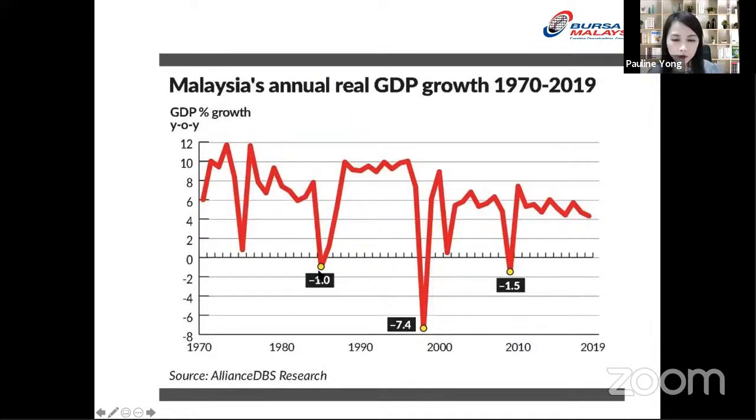And this GDP figure, we can actually see that there were not many occurrences whereby our annual GDP figure was below 0. Okay, so when the annual GDP figure is below 0, it means negative. So there were not many occurrences that we actually had a negative GDP in history. The last time that we had a negative was -1, in the 80s, okay, 85, 86. Then there was the 1998 financial crisis, -7.4. And then 2008, -1.5, and then the next one was last year, 2020, also a negative figure here.